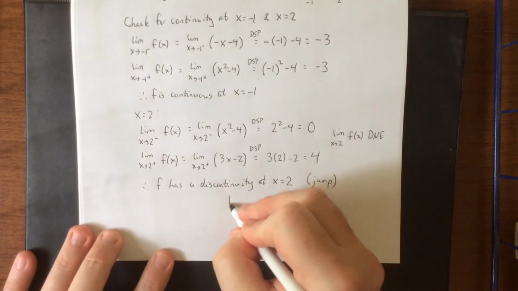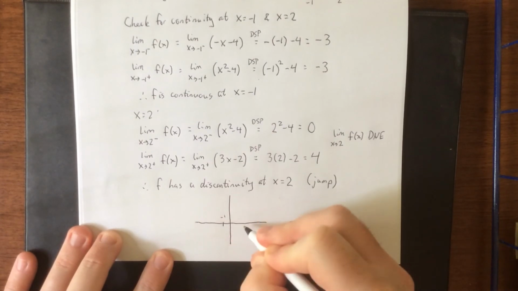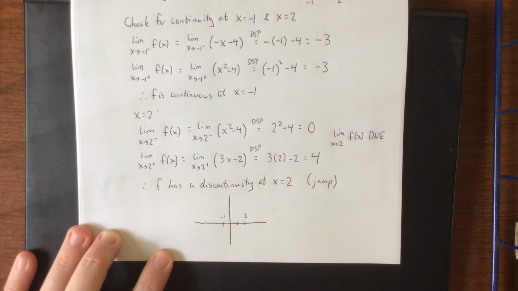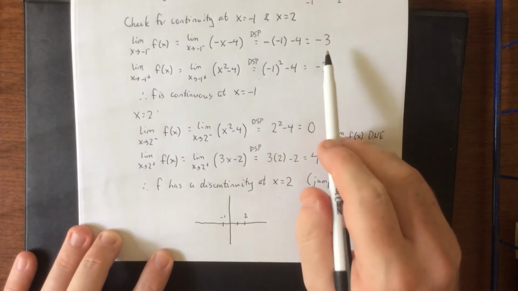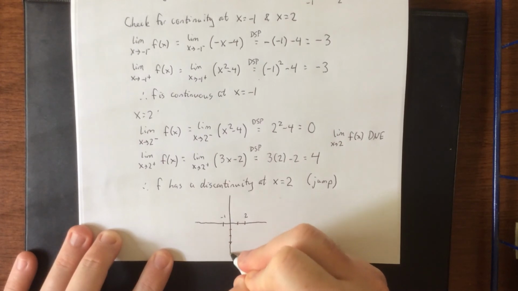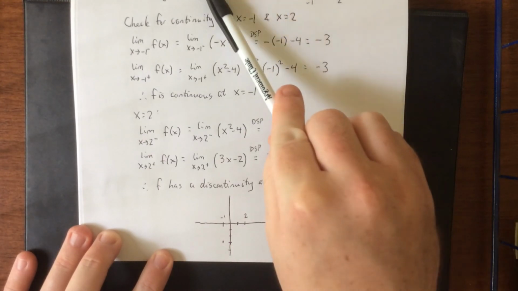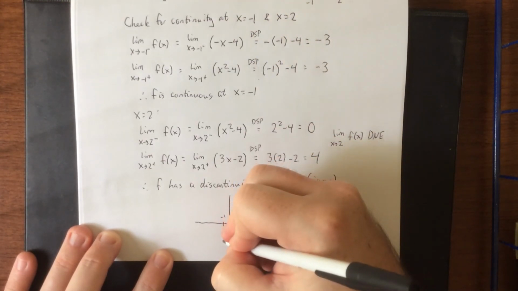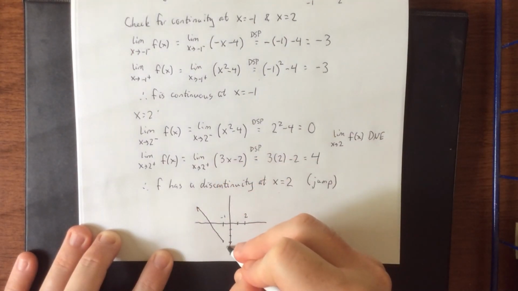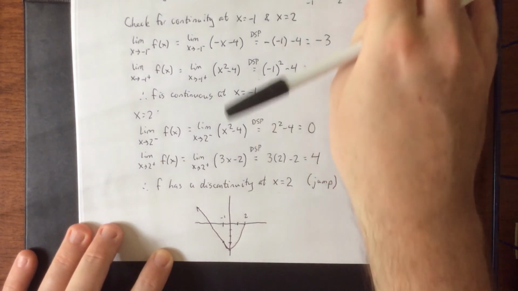If we were to sort of eyeball a sketch for what this thing looks like, here's negative 1, here's positive 2, then we would have a closed circle at negative 3, where these two things hit each other, so negative 1, negative 3. To the left, we'd have a slope of negative 1, and to the right, we would have a portion of a parabola up until we get right here.